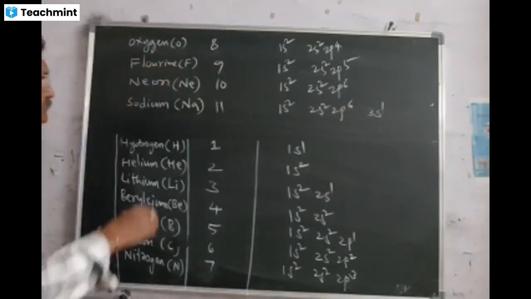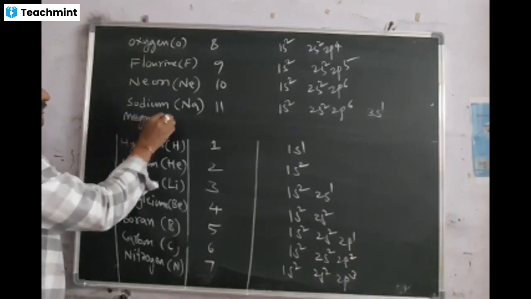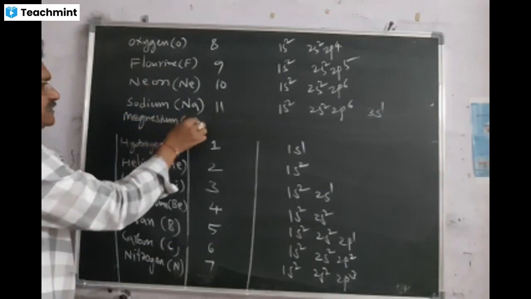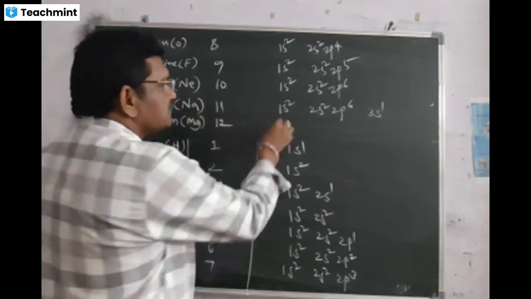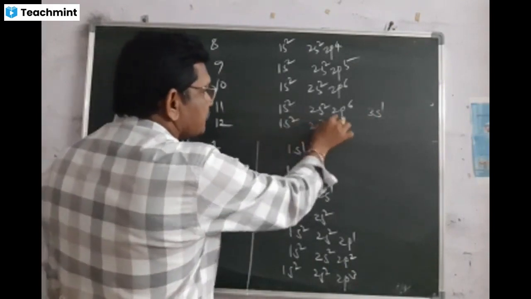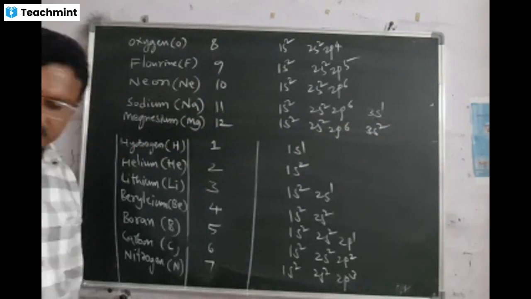Okay. Then magnesium. Magnesium's symbol is Mg. Atomic number is 12. You write the configuration 1s2, 2s2, 2p6, 3s2. That's all.